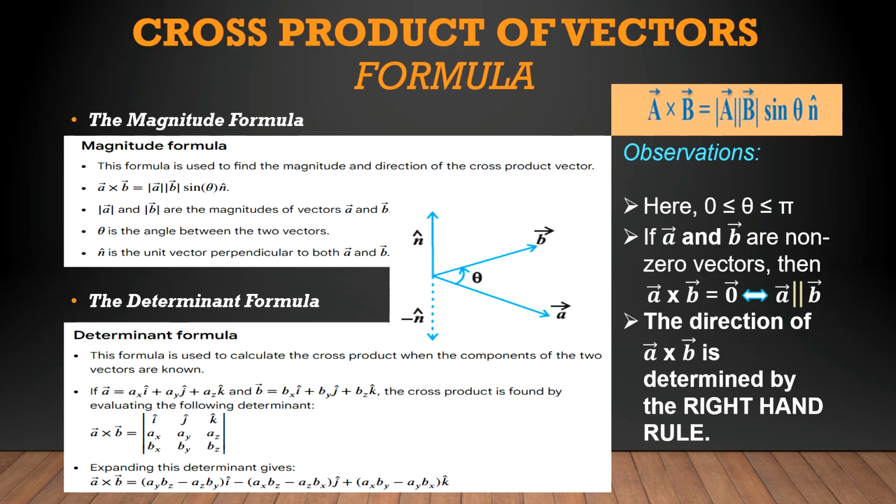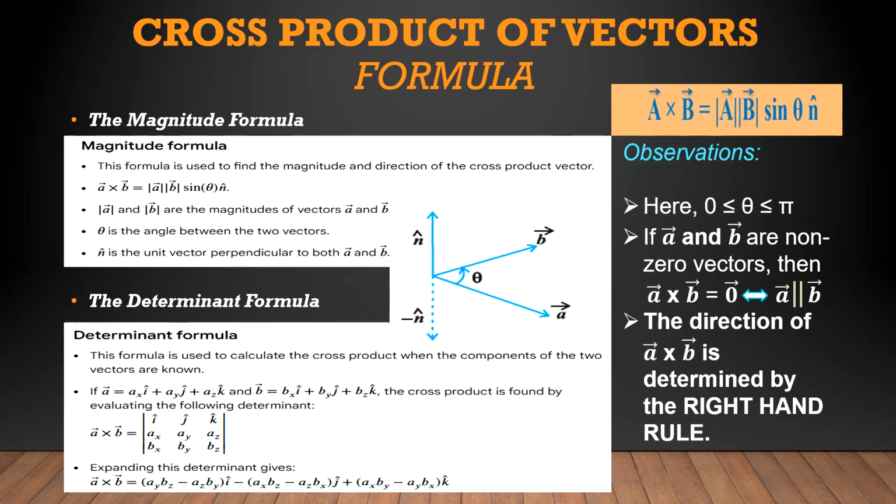Now, if your vectors are given in the component form, with x, y, and z components given, then A cross B is the determinant which is formed by the components of both the vectors. And you know how to solve a 3 cross 3 determinant.